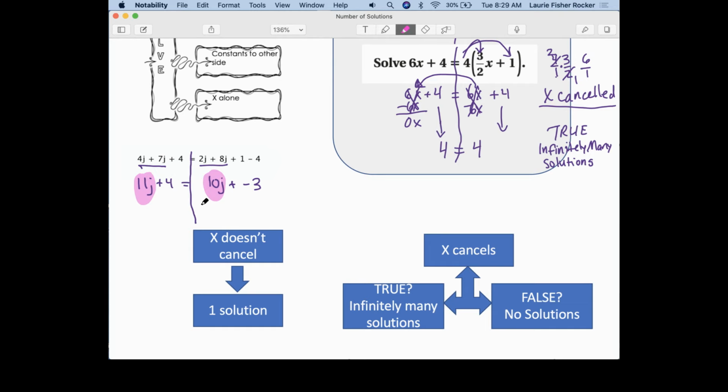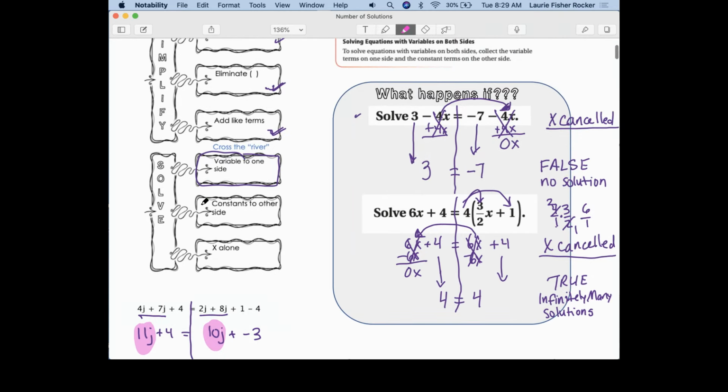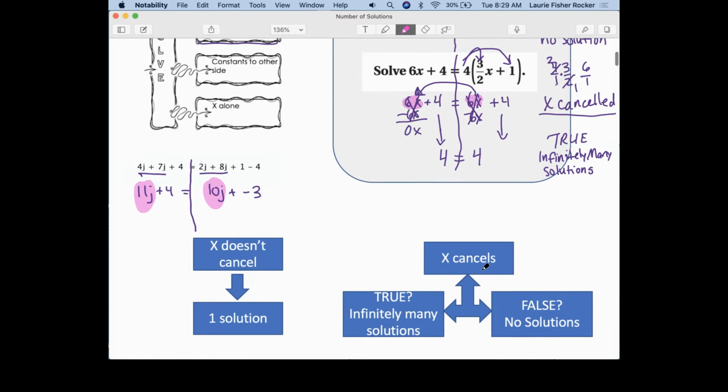Okay, they're not going to cancel. When you look at these up here, when I got to that step, I had negative 4x and negative 4x. I had the same number of x's on each side. When I got to the step here at 6x and 6x, I had the same number of x's on each side. When I look at this one, I don't.